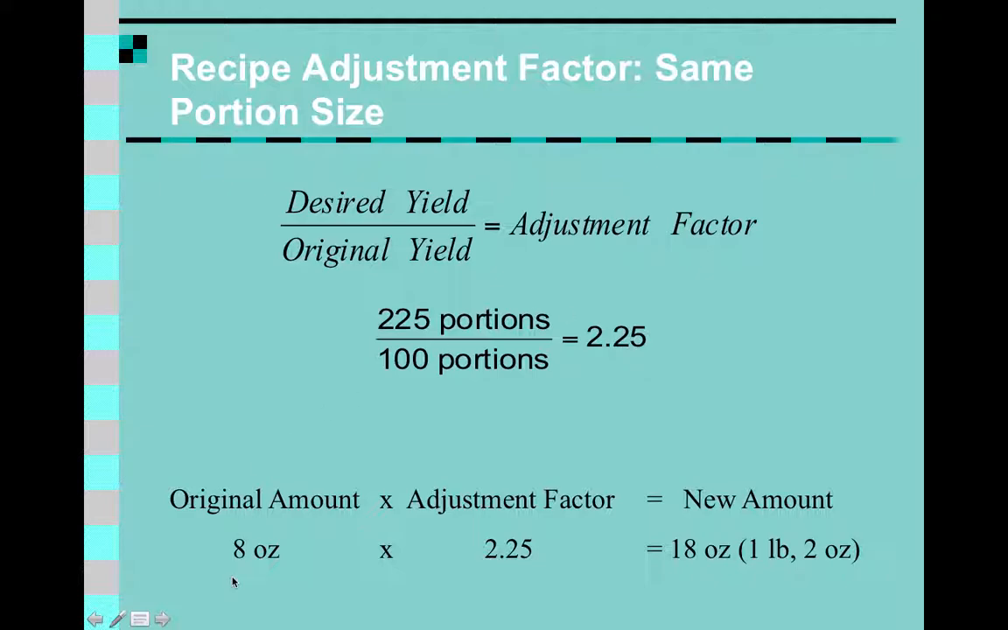So going back to our beef, or whatever our recipe is, we had the serving amount as 8 ounces. We have an adjustment factor of 2.25. So our new amount would be 18 ounces, or 1 pound, 2 ounces.